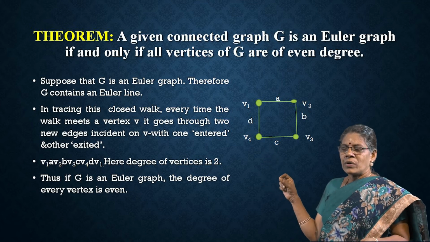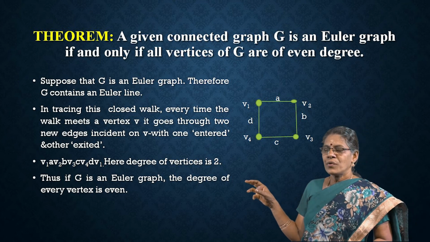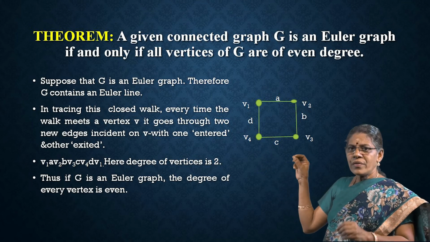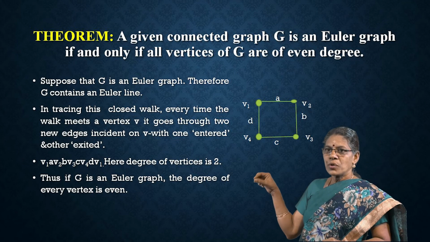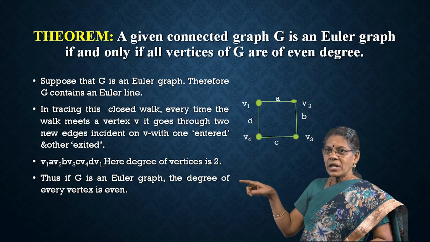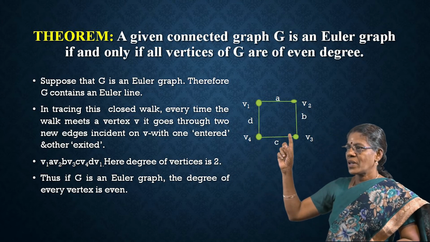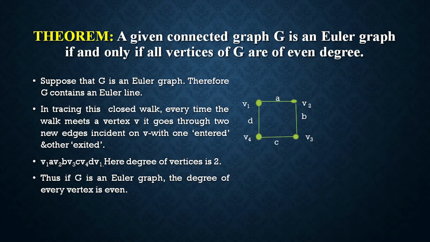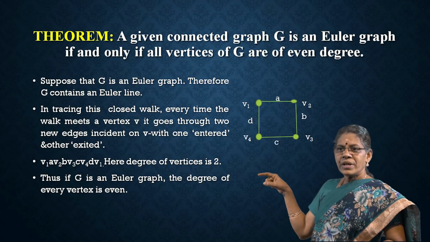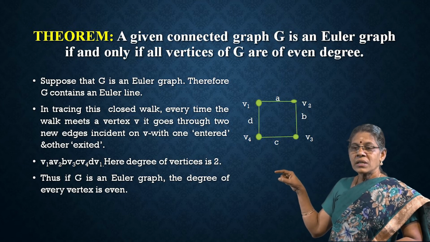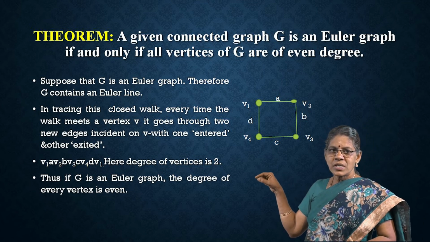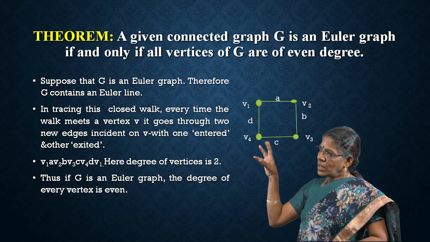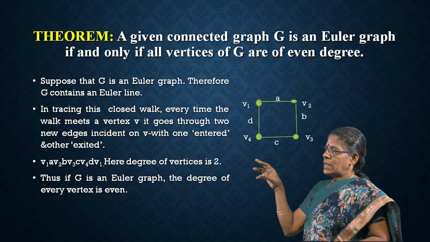So a simple graph is taken. Now in the theory part, suppose G is an Euler graph. Therefore G contains what? An Euler line, which means a closed walk. In tracing this closed walk, every time the walk meets a vertex V, it goes through 2 new edges incident on V, with one entered and the other exited. So see the path V1, A, V2, B, V3, C, V4, D, V1. Here the degree of the vertices is 2. Thus, if G is Euler, the degree of every vertex is even. Here it is simply degree 2, so it is an even degree.